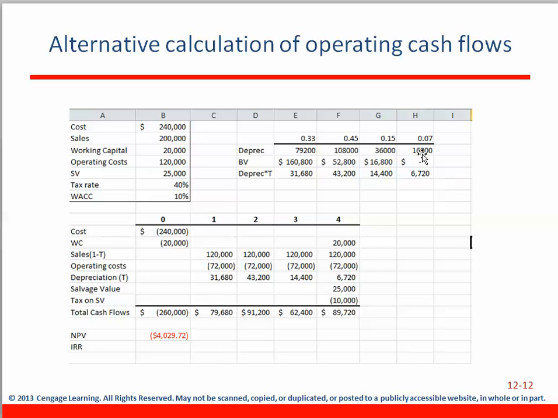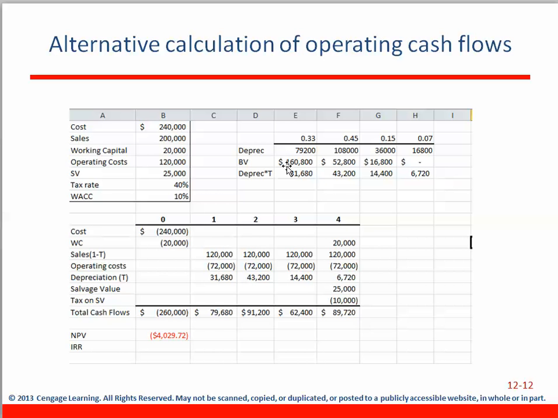So we already got this part. Depreciation in the first year was 79.2, 108, and so forth. And just to make myself happy that I'm doing this right, and sometimes because we need these numbers, I've added a book value line here. So this is 240 minus 79.2, which is 160.8. This is what the asset would be on the balance sheet after the first year.